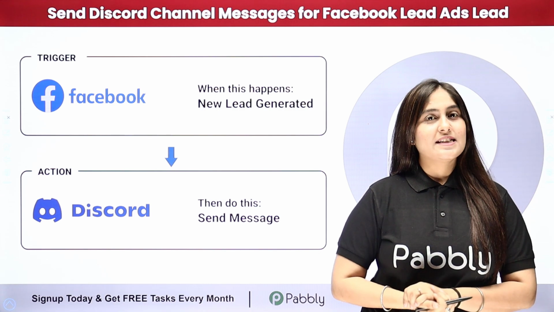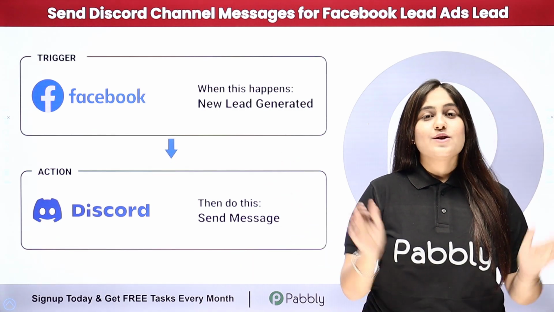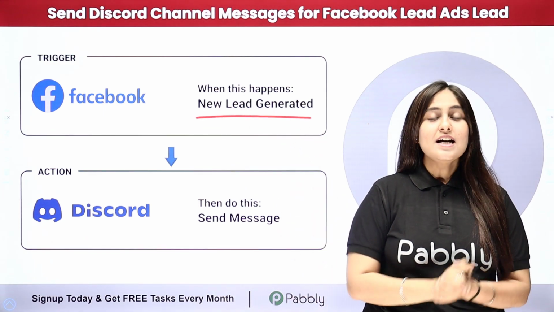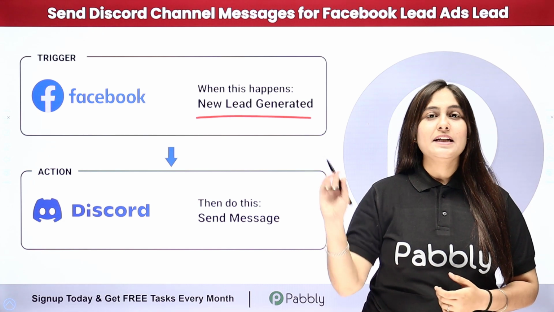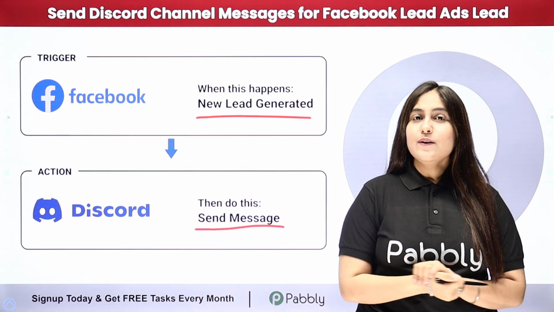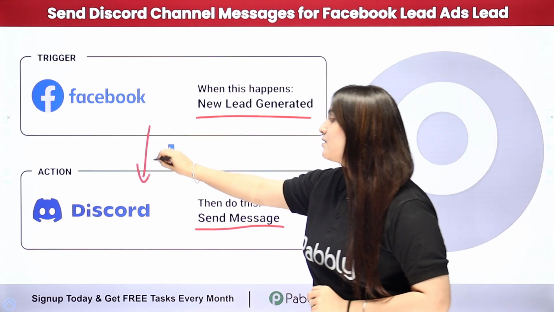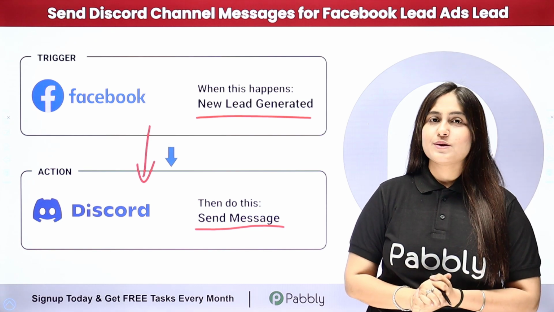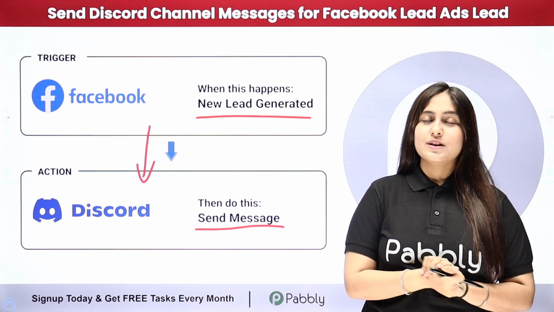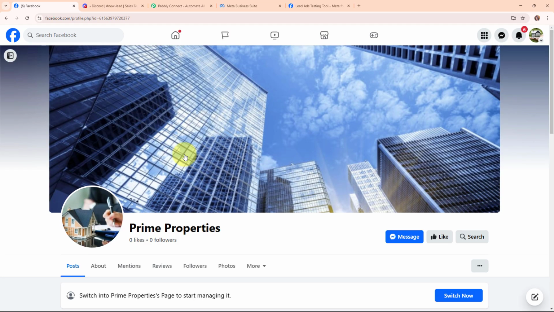So I run a real estate agency, and to promote my agency I'm running some Facebook lead ads. So here my objective is that whenever I receive a new lead through a Facebook lead ad, then automatically and instantly my team should get a notification for the same on our Discord channel. So now here to automate the entire process, I need to connect my Facebook lead ad with my Discord channel using an automation software named Pabbly Connect. So to see the working of this automation and to learn this process step by step, let me take you to my screen. Welcome to my screen.